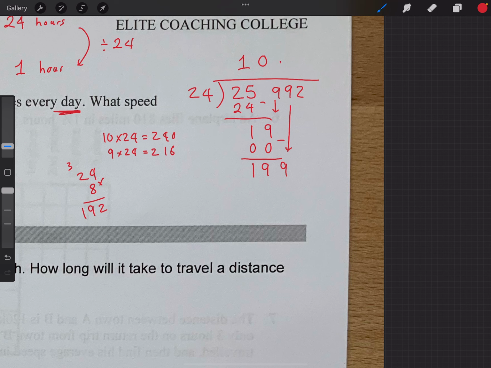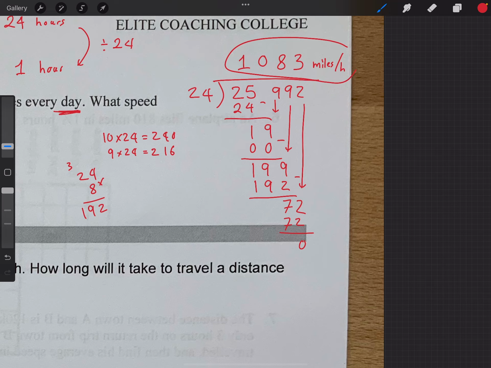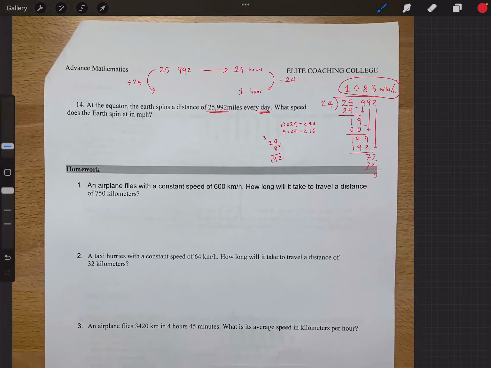So the answer here should be 8. 8 times 24 is 192. Now we're going to take away, we're going to get a remainder of 7. Bring the next number down. 72 divided by 24 is exactly 3. 3 times 24 is 72 with no remainders, so therefore the answer is 1083 miles per hour, and that's the answer we're looking for. It says what's the speed in miles per hour for one hour.